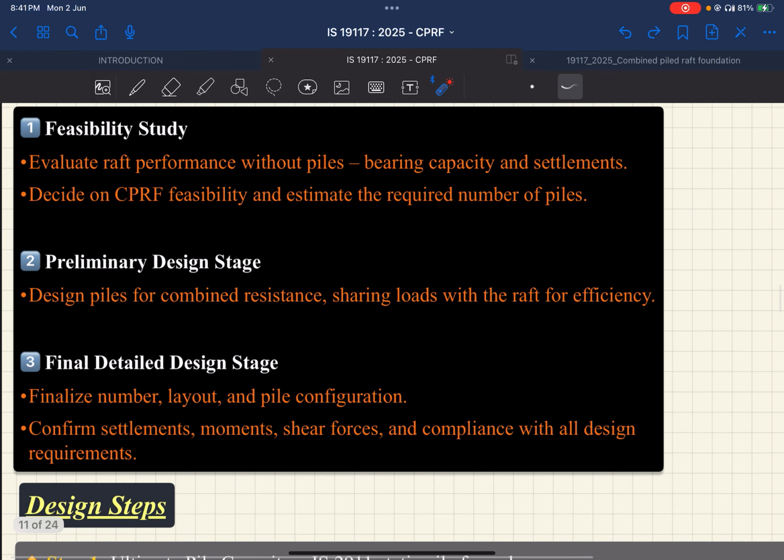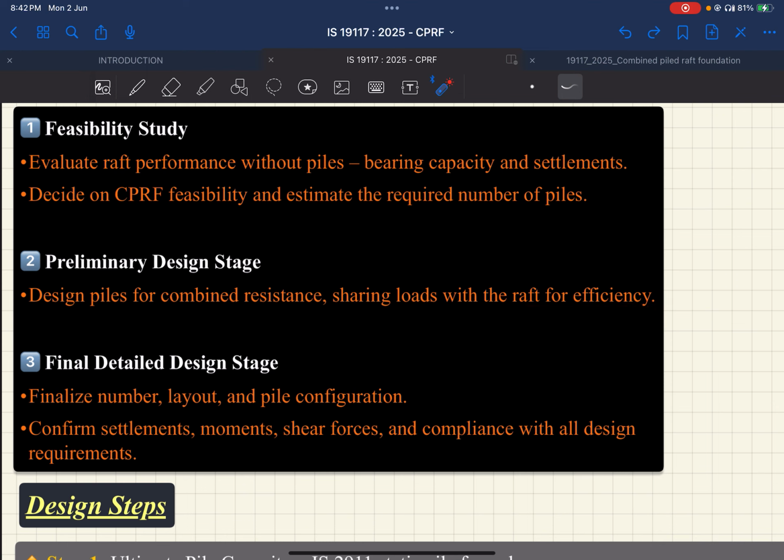The next stage here is the preliminary design stage. Once the feasibility study is established, we proceed to the preliminary design. Here, the focus is on designing the piles for the combined resistance. This means the piles are not designed to carry the entire structural load, but rather to share the load with the raft, optimizing both structural performance and cost.